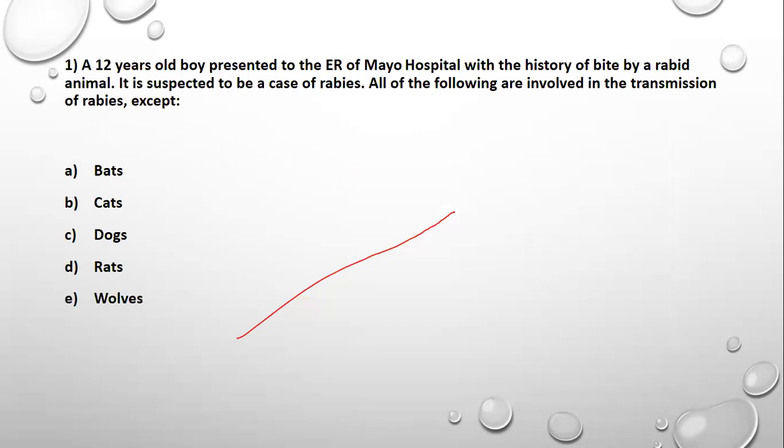Multiple choice questions. A 12-year-old boy presented to the ER of Mayo Hospital with a history of dog bite by a rabid animal. It is suspected to be a case of rabies. All of the following are involved in the transmission of rabies except: A, bats; B, cats; C, dogs; D, rats; and E, wolves.